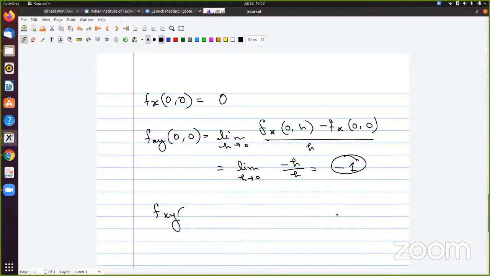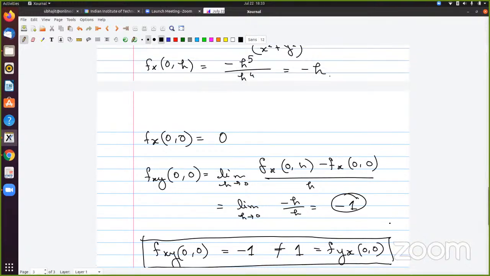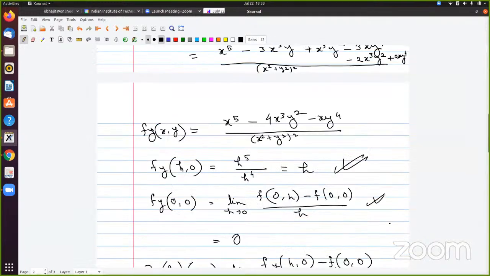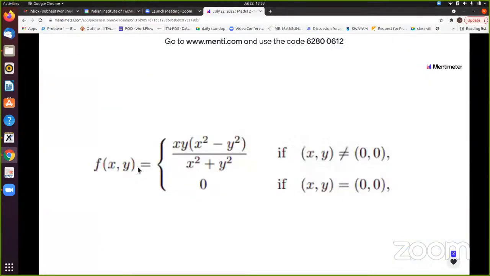That we have seen. So this function we have started with does not satisfy Clairaut's theorem, right? Is it clear to everyone that this function does not satisfy Clairaut's theorem? Yes, sir. Okay. So if we go back here, this function does not satisfy Clairaut's theorem. Now, where did it go wrong?